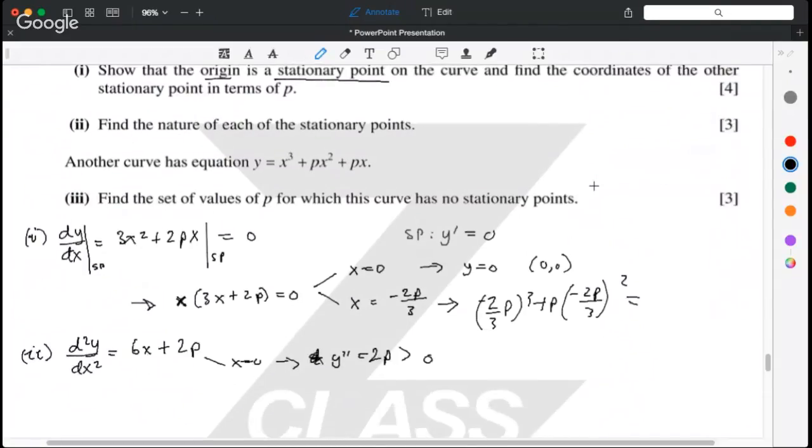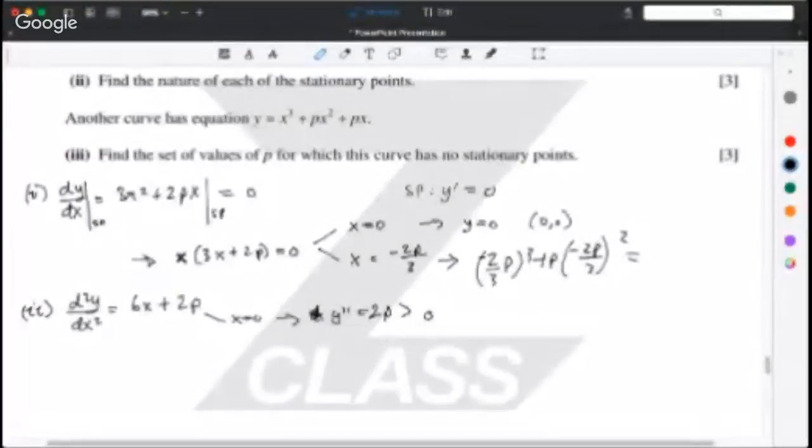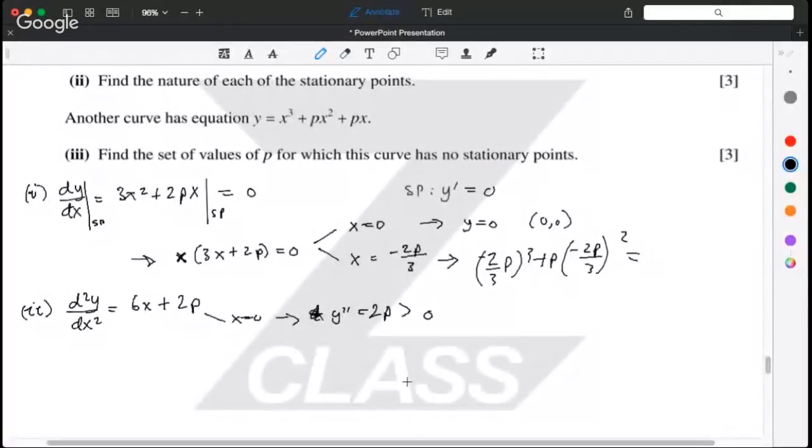And that's important, right? Because of the rules for evaluating the nature of stationary points based on the second derivative, if the second derivative is 0, you've got a saddle point, some slightly funkier point. So for maxima and minima, maxima it's got to be less than 0, and for minima it's got to be greater than 0. So this thing is greater than 0, so this has got to be a min. And what about the other point at minus 2p over 3?